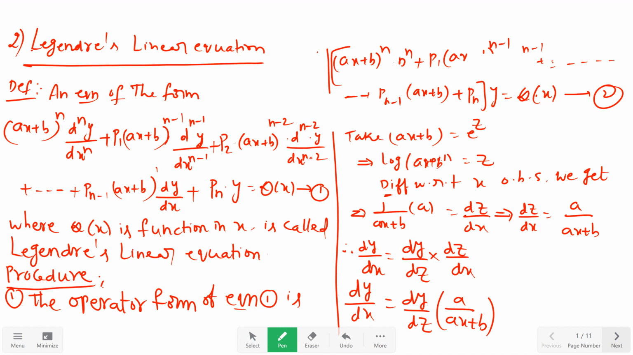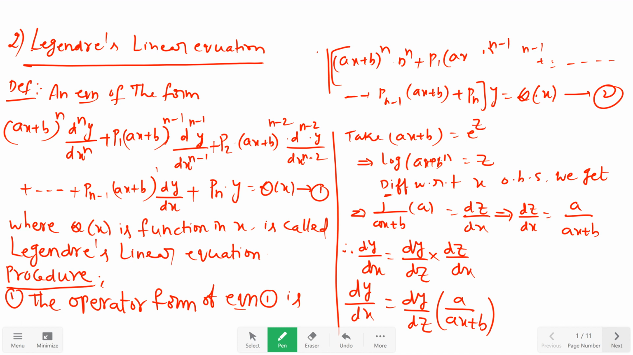The solution of Legendre's linear equation can be found in the same way as the solution of Cauchy's linear equation, but only one thing is different between finding the solutions of Legendre's and Cauchy's, only the substitution value. In Cauchy's linear equation, the substitution value is taken as x is equal to e power z. But here in Legendre's equation, for finding the solution, we take the substitution ax plus b as e power z. So before that, first we write the procedure.